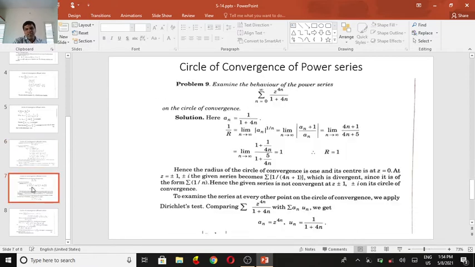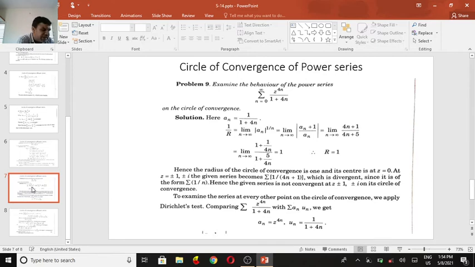Now we come to the next problem. We examine the behavior of the power series, the summation of z power 4n divided by 1 plus 4n, where n runs from 0 to infinity, on the circle of convergence. Now here take a_n equal to 1 divided by 1 plus 4n, and let 1 by r equal to the limit as n tends to infinity of a_n whole power 1 by n.